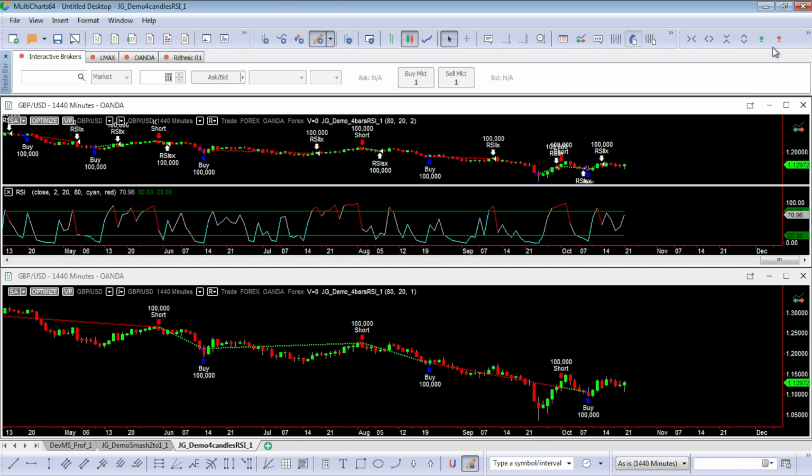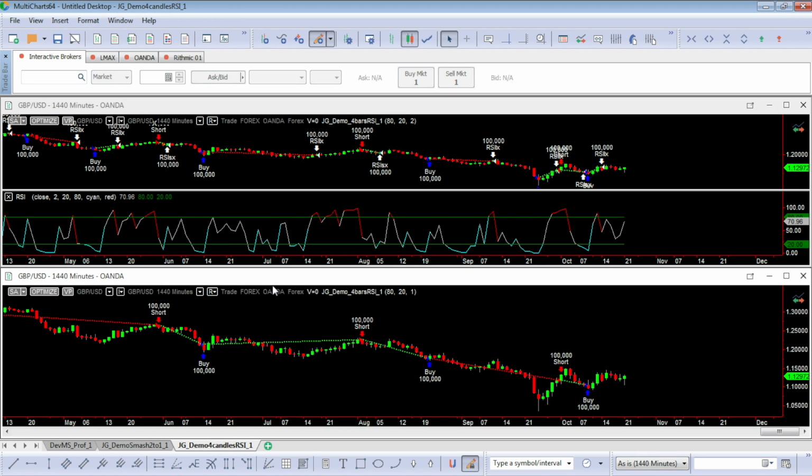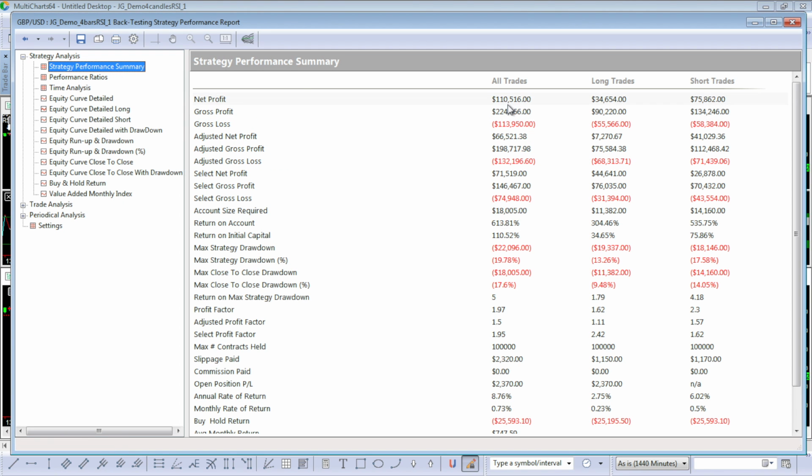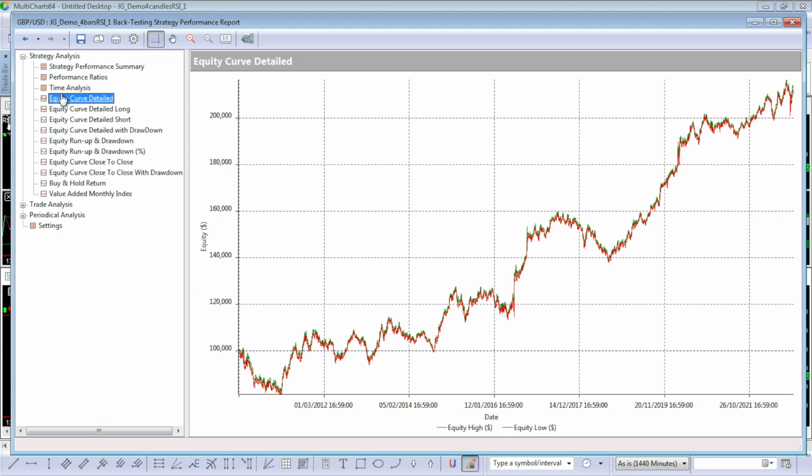And we compare that, looking at now the stop and reverse, percentage in the market almost 100%, because the only way we're exiting is getting into a new trade in the opposite direction. Some of you might like that, some of you won't like that, because being in the market does increase our risk. Performance summary, look, it's making much more money though using the stop and reverse. And the equity curve, again, is quite nice.